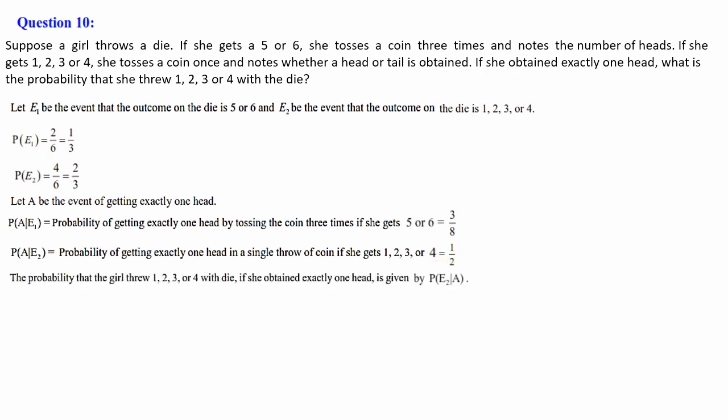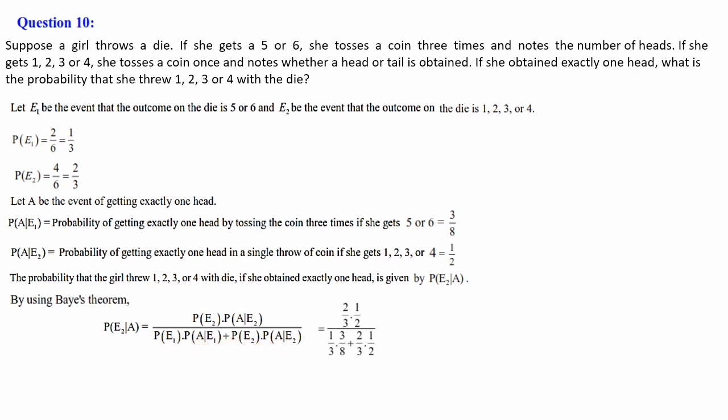Next, the probability that the girl threw 1, 2, 3 or 4 with the die if she obtained exactly one head. Here is the question: if she obtained exactly one head, what is the probability that she threw 1, 2, 3 or 4 with the die? That means the second event, E2. So for probability of E2 given A, by using Bayes theorem we can write the formula. Probability of E2 given A is equal to P of E2 into P of A given E2, divided by, by total probability, P of E1 into A given E1 plus P of E2 into P of A given E2.